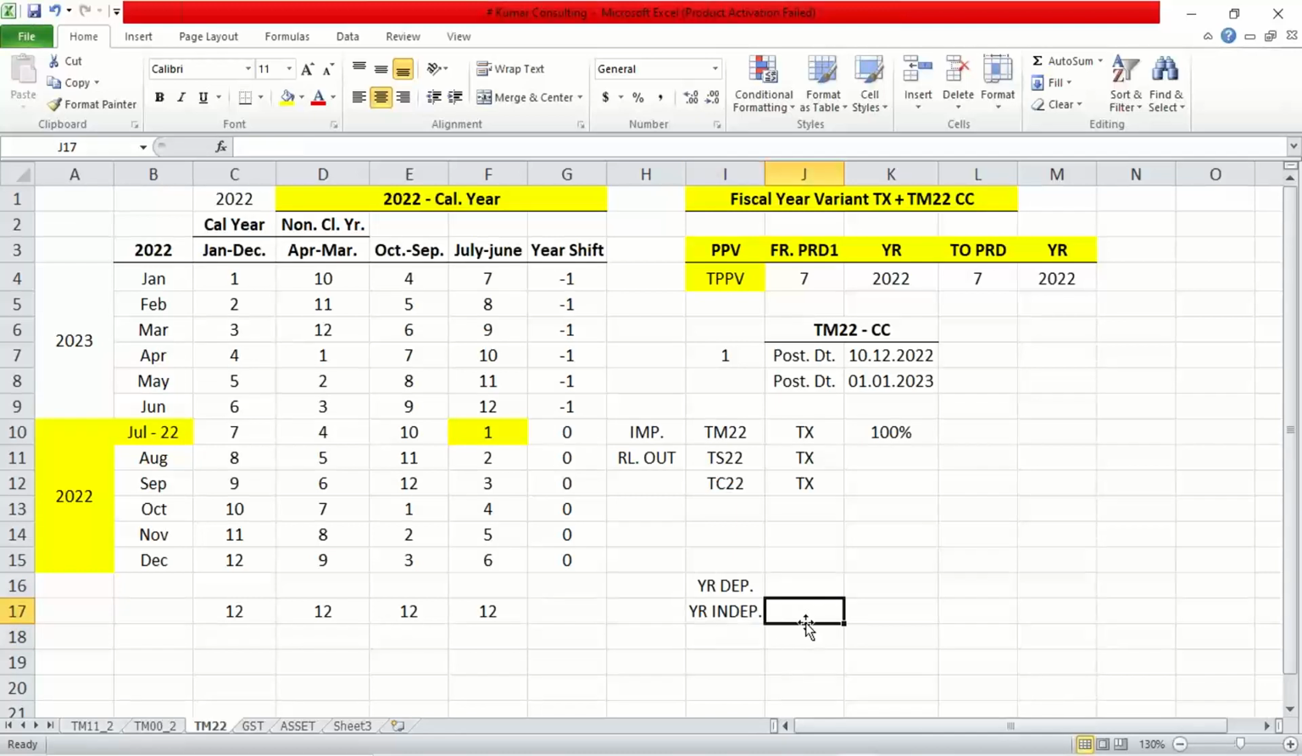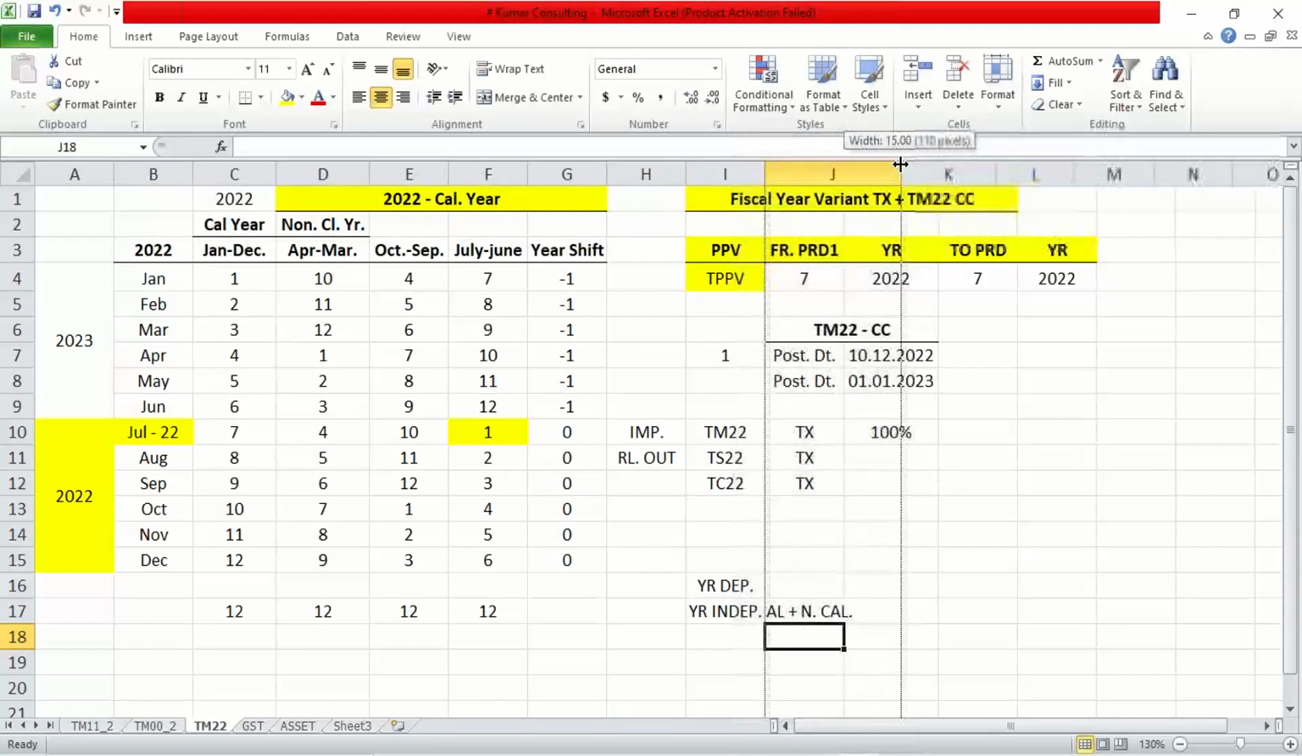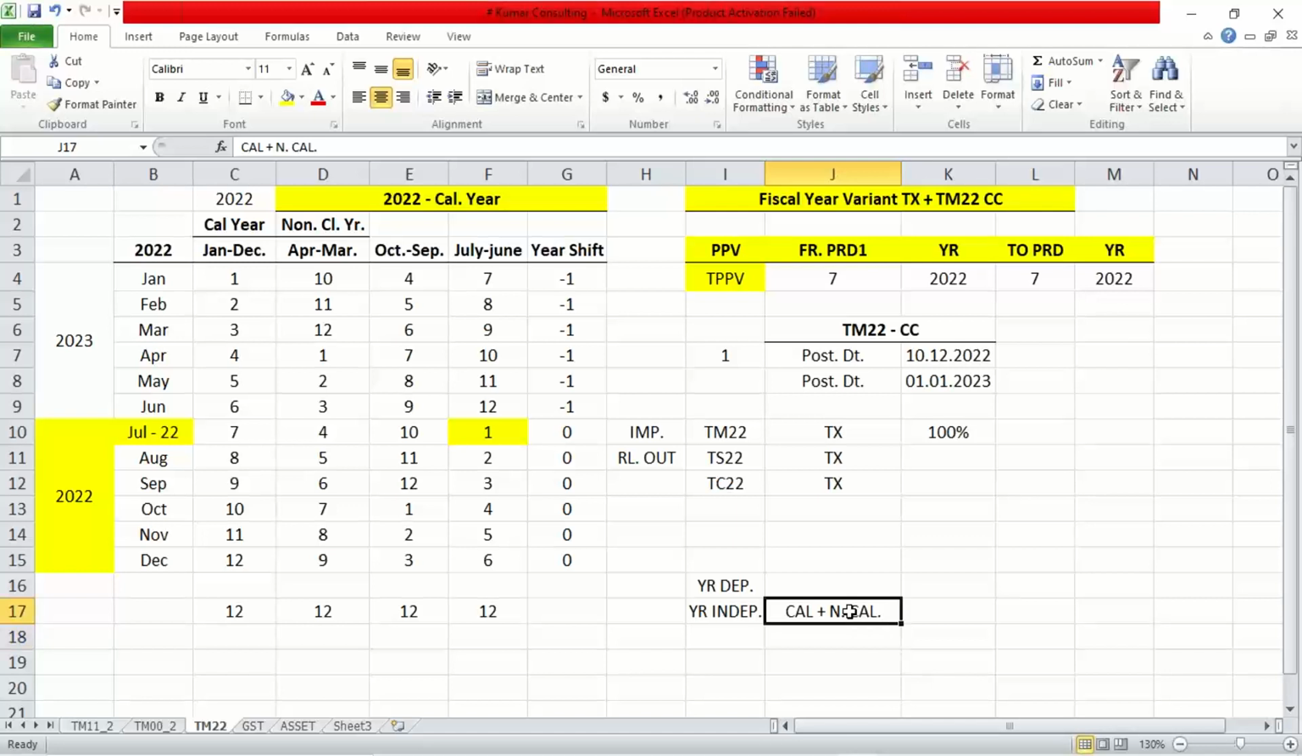All this, calendar plus non-calendar, right? I'm typing in shortcut. All calendar year and non-calendar year come under where? It comes under year independent.